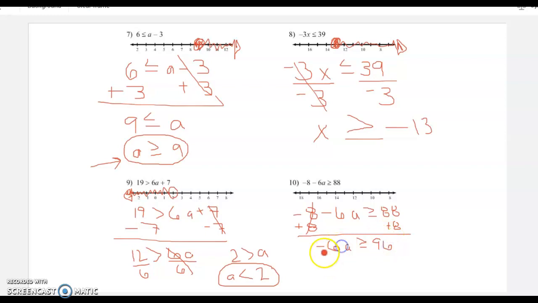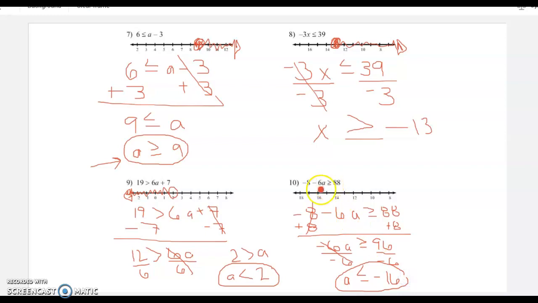So to get rid of the multiply by negative 6 on the a, I'm going to divide by negative 6. A bell just went off in my head because I said divide by negative. So I'm going to flip. I've got a is less than or equal to. I divided by a negative, so I flipped the inequality. 96 divided by negative 6 is negative 16.